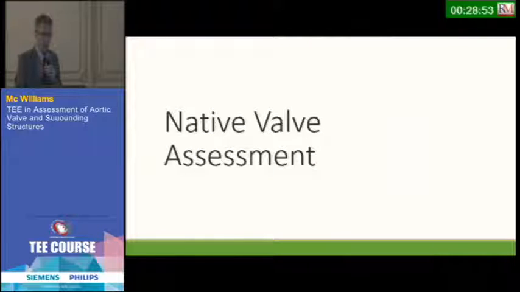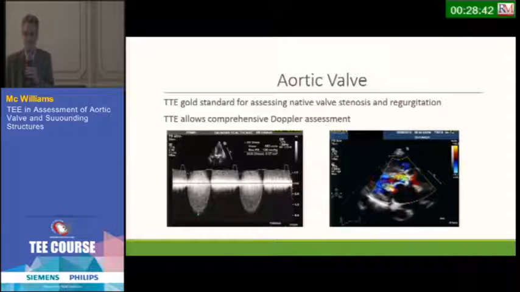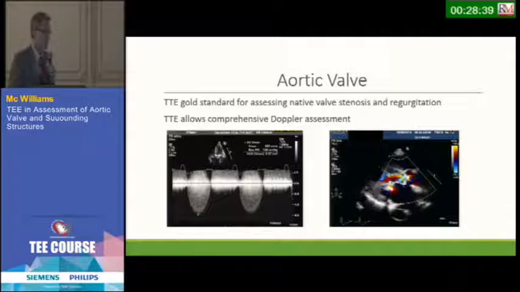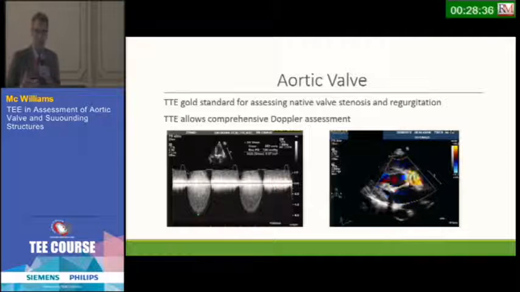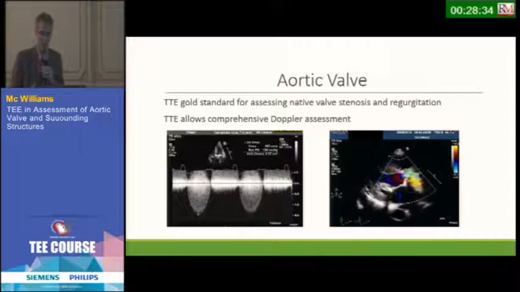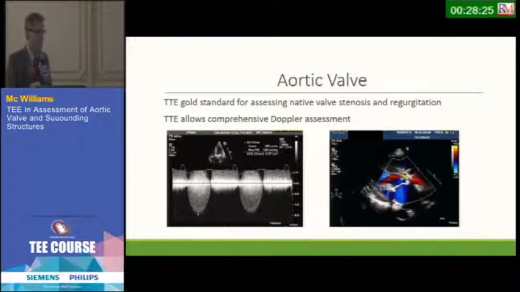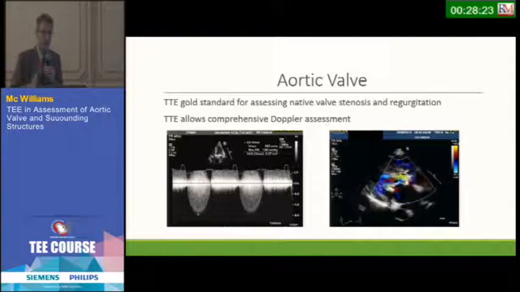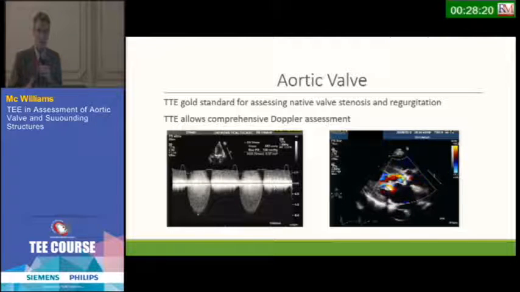So what about native aortic valve assessment? What's the gold standard for native valve assessment? It's the transthoracic echo. Really, with native aortic valve stenosis and regurgitation, TTE is still the gold standard. It allows a comprehensive Doppler assessment. Dr. Ali Shiri showed us some lovely images of how difficult it is to align the CW Doppler to really get a good Doppler tracing during transesophageal echo. So still, transthoracic echo is very, very important.